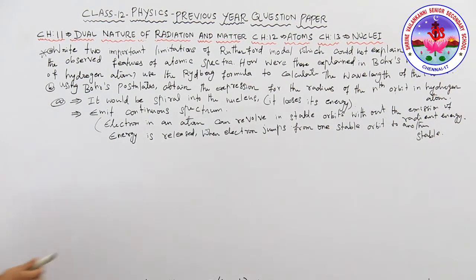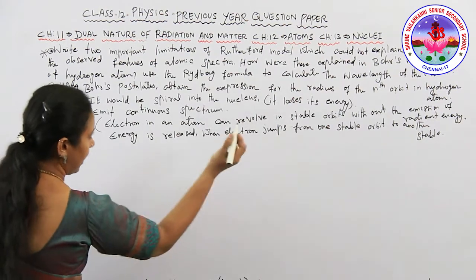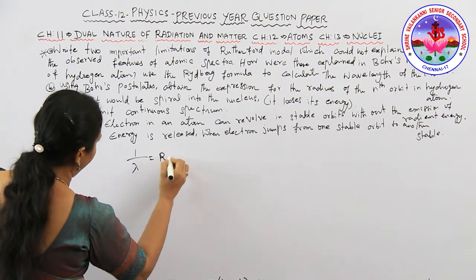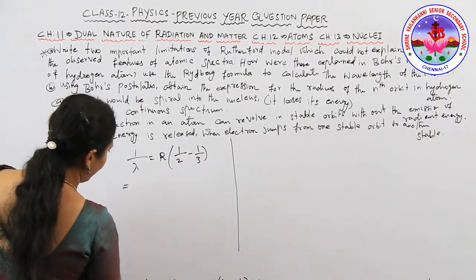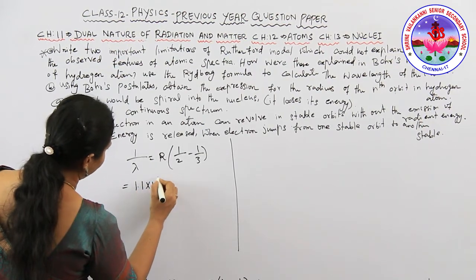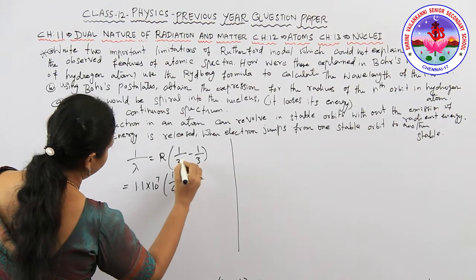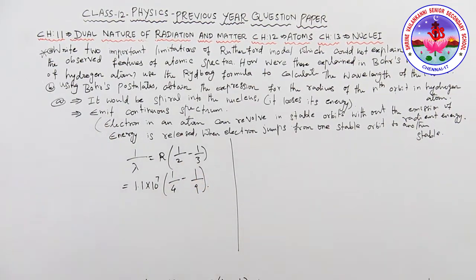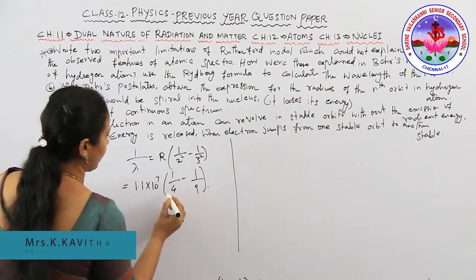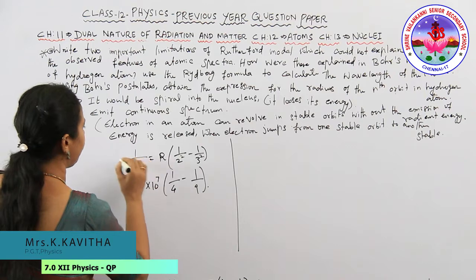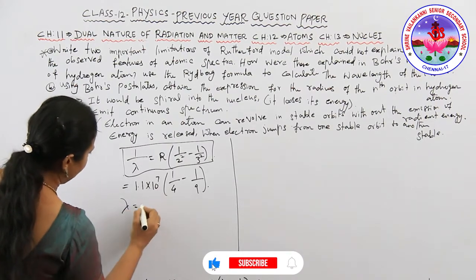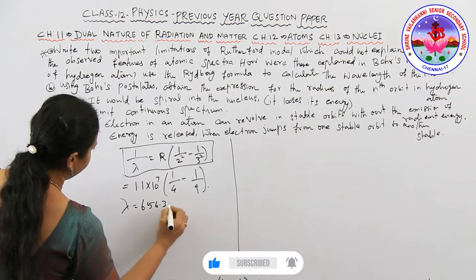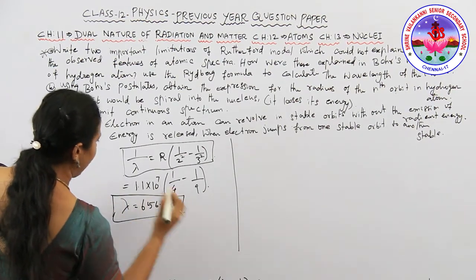Right. So we are calculating the wavelength of the H alpha line: 1 by lambda is equal to R into (1 by 2 square minus 1 by 3 square). So the R value is 1.1 into 10 power 7, into (1 by 4 minus 1 by 9). So this is the base formula, right? From the base formula we are calculating. Now by simplifying this, the H alpha wavelength is equal to 656.3 nanometer. So this is the lambda value, right?